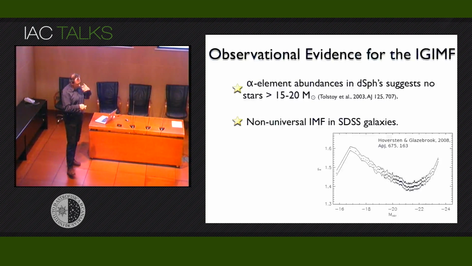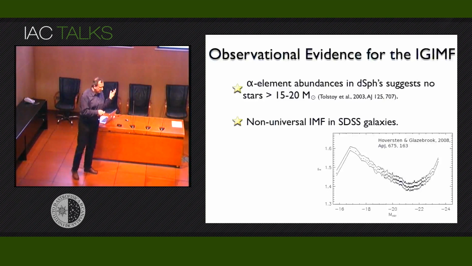Then Hoversten and Glazebrook found this using tens of thousands of SDSS galaxies. Here they have the color of these galaxies, and they used stellar population models to reproduce these colors, and you need a slope independent of the mass. So these are low mass objects, these are higher mass objects, and from this gamma would be, so this 1.3 would be Salpeter in this gamma notation. So this is 2.3 in the alpha notation. So you have this for low mass galaxies, which seem to have, for these SDSS objects, a steeper IMF.